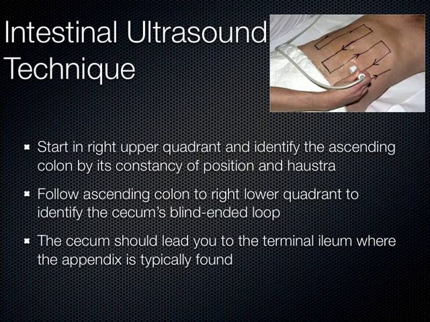You're going to follow that ascending colon. First, I go down to the right lower quadrant, looking around where the appendix would be. The cecum has a blind-ended loop down there, and that's the location where you'll find the terminal ileum, and the appendix will pop right off the terminal ileum. Do I always see those structures? No, but I know that's where they're supposed to be. Especially when it comes to appendicitis, I'm looking for a non-compressible tubular structure down there. I'll get into that in a minute.